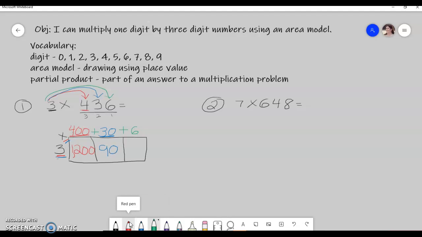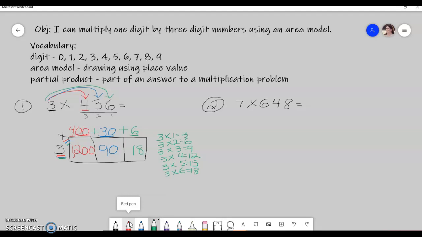And last, ones place. 3 times 6. I forgot that. Let's do a brain dump. 3 times 1, 3. 3 times 2, 6. 3 times 3, 9. 3 times 4, 12. 3 times 5, 15. 3 times 6, 18.